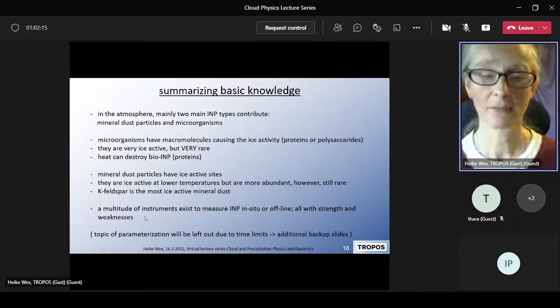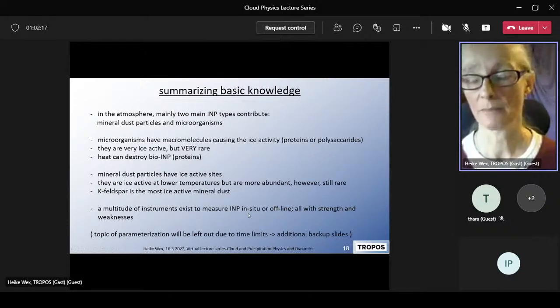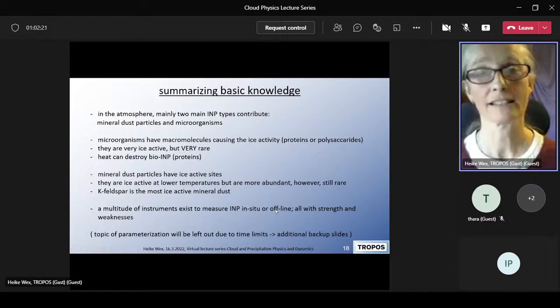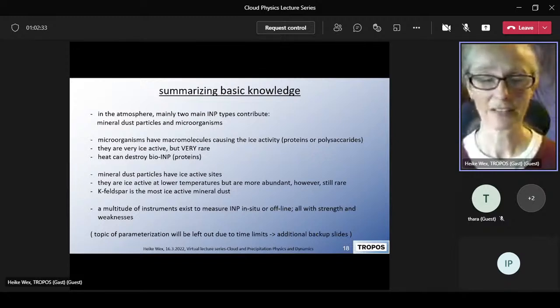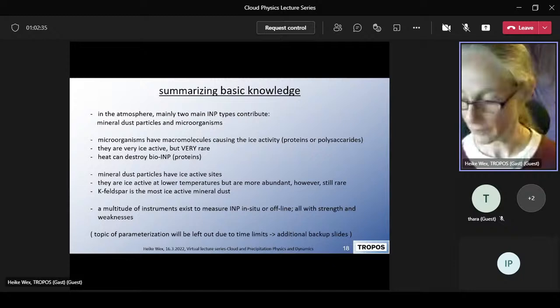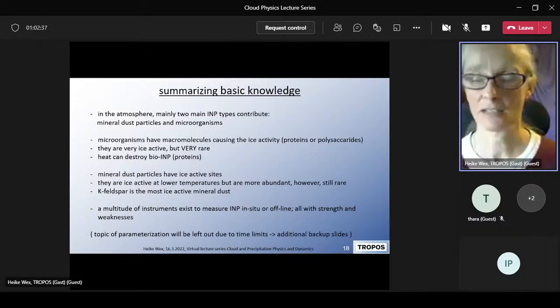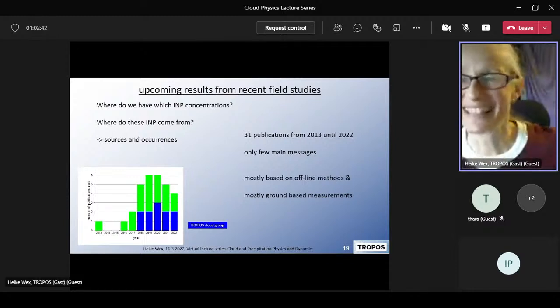And I told you that a multitude of instruments exist to measure INP either in situ or offline, and they all have their strengths and weaknesses. So should you ever consider starting to measure that, you should really think about what you want to find out, because that will determine what you want to use as an instrument. And as I already said earlier, the topic of parameterizations of INP data has to be left out here. I'm running a bit late, I'm talking too much.